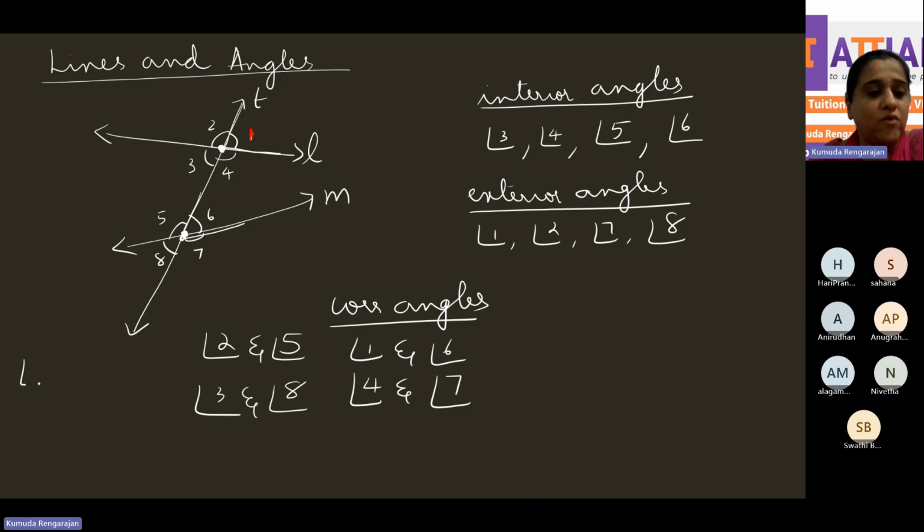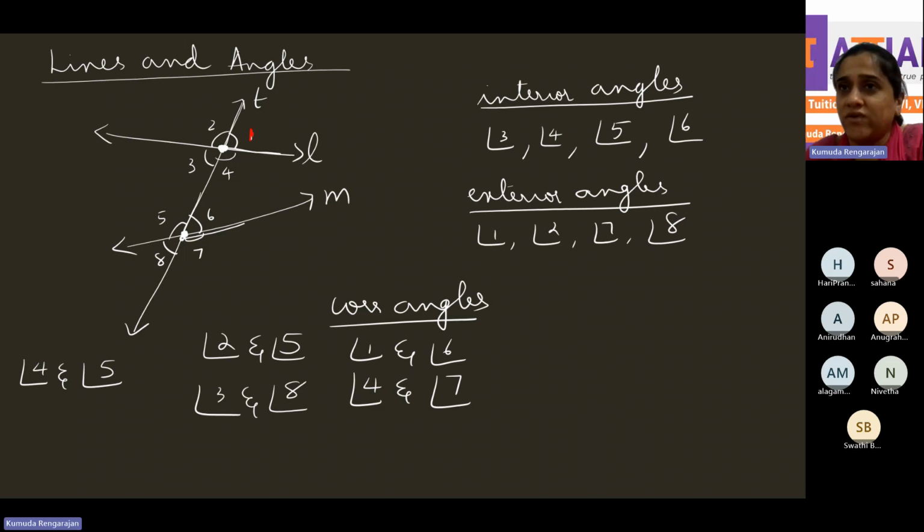So now angle 4 and angle 5. Both are interior angles. Angle 4 is an interior angle. Angle 5 is also an interior angle. They lie on either side of the transversal, 4 on the right side, 5 on the left side. And they have different vertices. Both must be interior or both must be exterior.